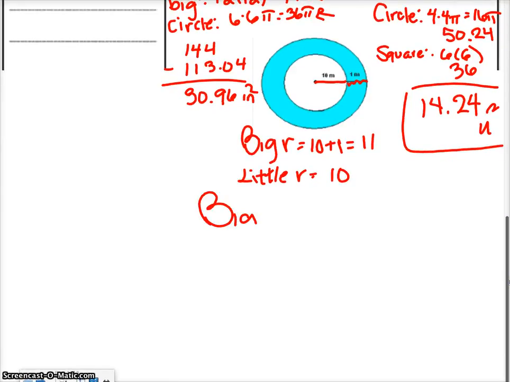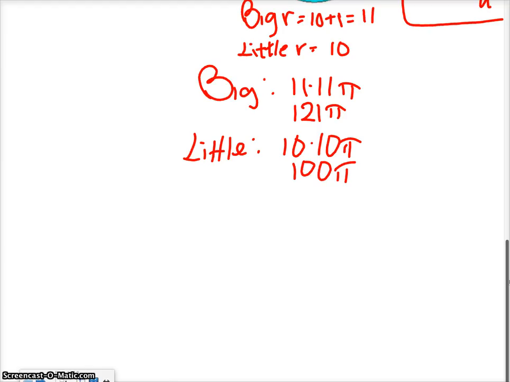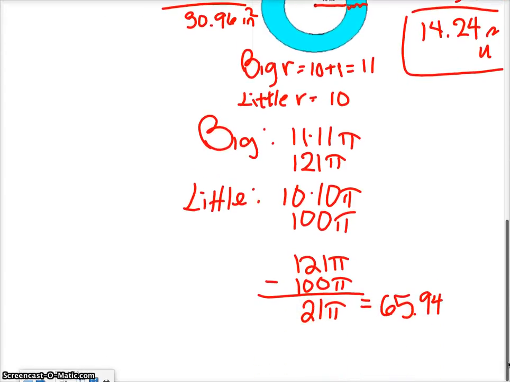So now my big circle is going to be 11 times 11 pi, 121 pi. My little is 10 times 10 pi, 100 pi. Notice I'm going to deal with pi at the end. I like leaving pi just hanging on the side because it's like a variable. It's like terms. So now I'm going to go 121 pi, take away 100 pi is 21 pi. Now I calculate it. 65.94, square meters.